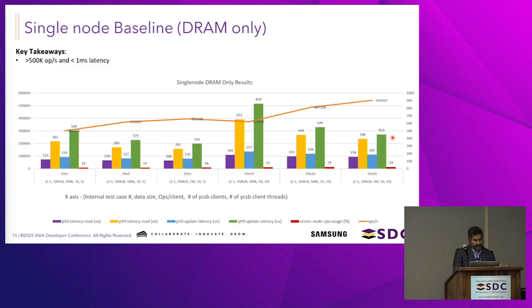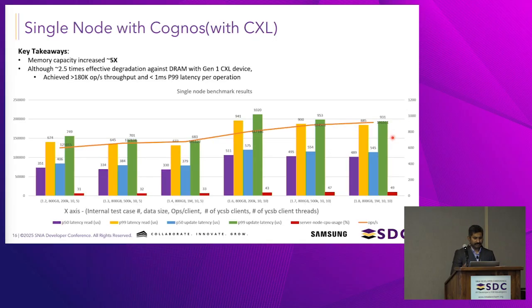Now let's see, once in the single node the DRAM plus CXL comes in, how things are going on. I'm not going to focus on the memory capacity increase, that's already given. We would focus more on how the trend looks like in terms of performance.